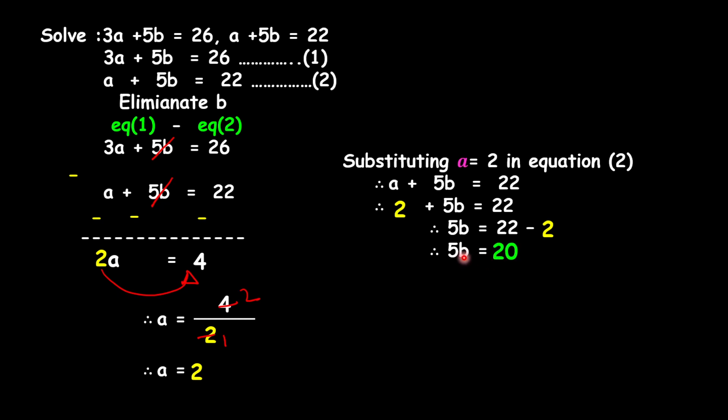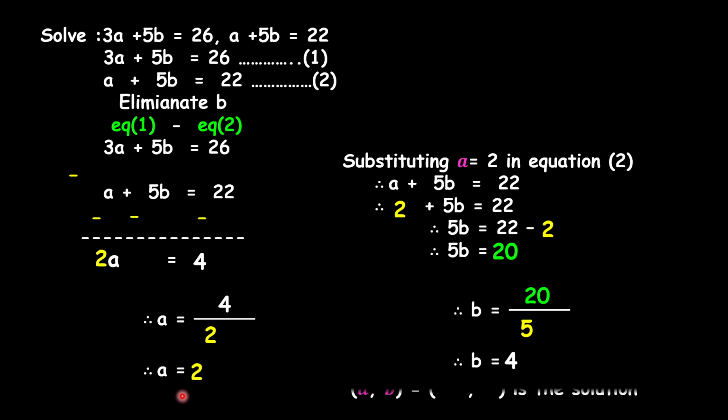20. Now to find the value of b, we have to transfer this 5 to the RHS. Multiply by 5 becomes divide by 5. Then dividing by 5 we will get 5 ones are 5, 5 fours are 20. Therefore b is equal to how much? b = 4. Therefore the ordered pair (a, b) = (2, 4) is the solution of the given equations.